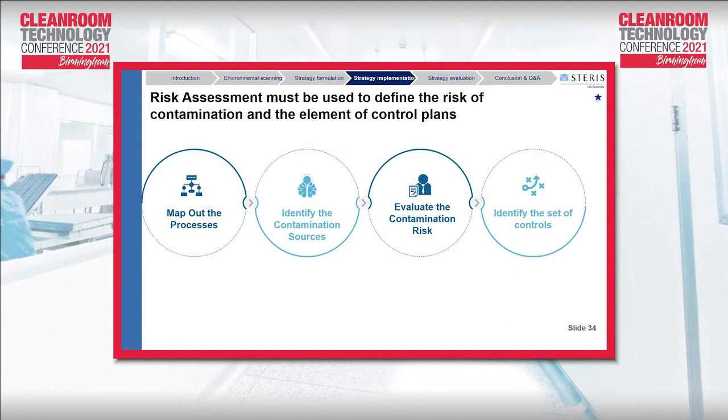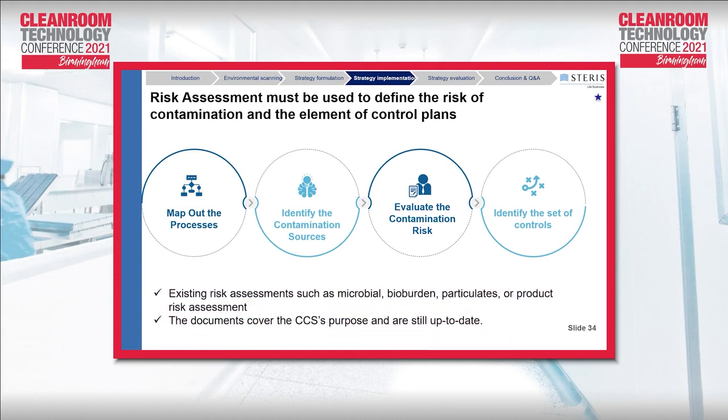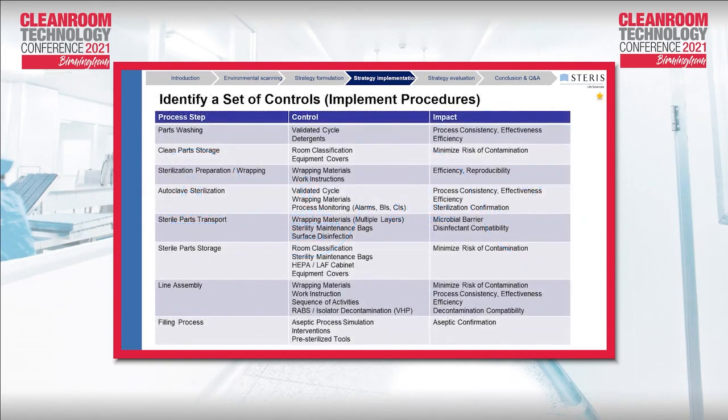And again, the importance of evaluating the contamination risk is to also allow you to identify the set of controls, and also the frequency of monitoring those elements. So let's go back to our example from the sterile processes. Here are the different steps. And then after, we have the different controls that need to be done, where it is a critical process, for example. And then how those steps, if not appropriately controlled, may have an impact, for example, on the process consistency, process efficiency, etc.